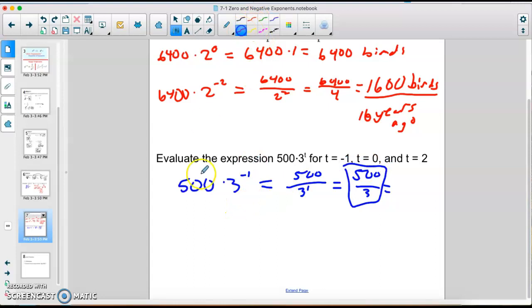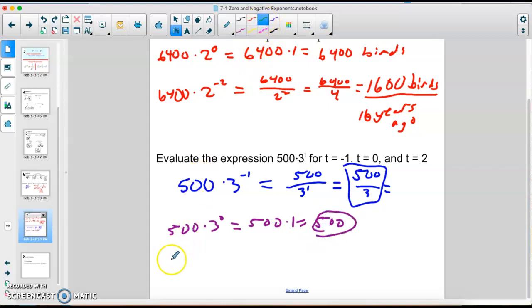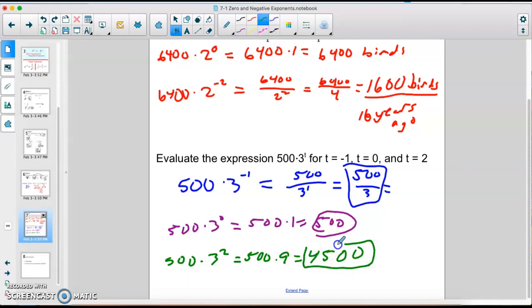Okay, now the next one, 500 times 3 to the 0. I know that that's 500. Anything to the 0 power is 1, and so my answer there is 500. And then the last one here, 500 times 3 to the second. That's the same as 500 times 9, which is, let's see, 9 times 5 is 45, and then 2 zeros tacked on, so 4,500. All right, that is section 1.